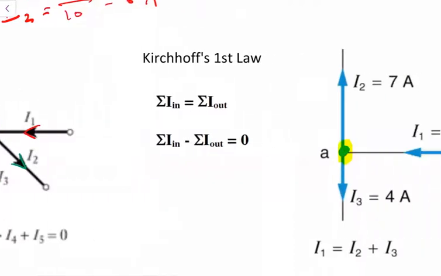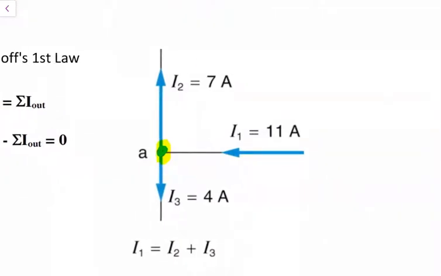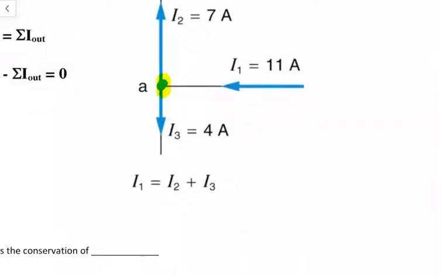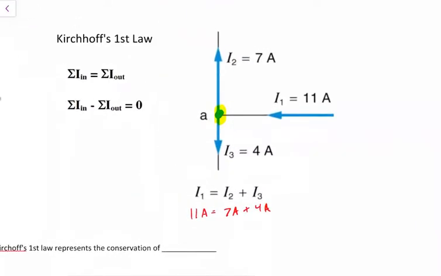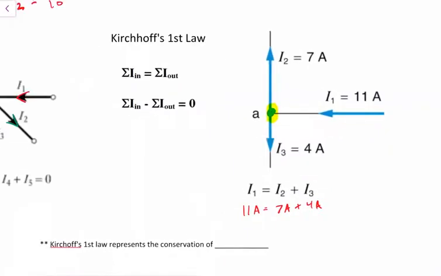This is the same as just saying all the currents going into a junction, such as I1, equals all the currents going out, such as 7 and 4. So this is like saying 11 amps is equal to 7 amps plus 4 amps. And we just did this in class, recognizing that the currents add up to this total current.